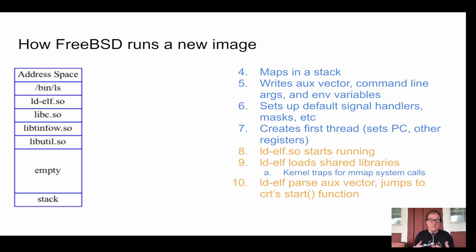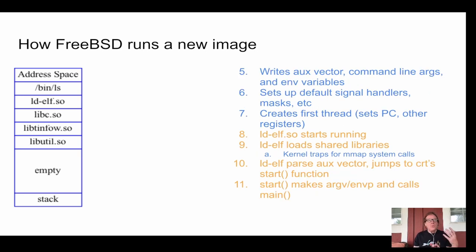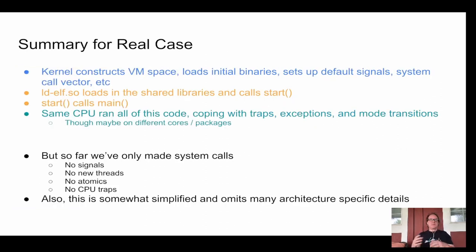Now in the ELF binary, the start function is usually what is the entry point. It doesn't have to be that. So this is a typical thing with standard libraries and binaries. You could do something different if you wanted to. Once start gets going, it puts argc and argv and envp into a form that the main program expects based on the ABI of the architecture that we're running, and calls main. And I could keep going because ls then parses the args and does this and that and what have you.